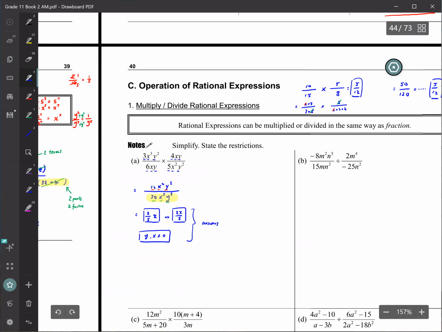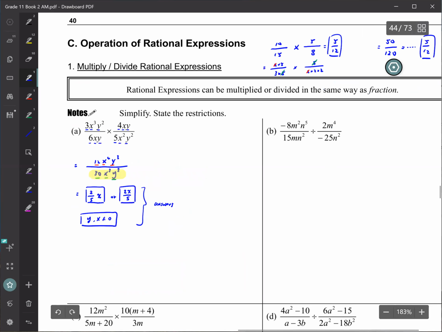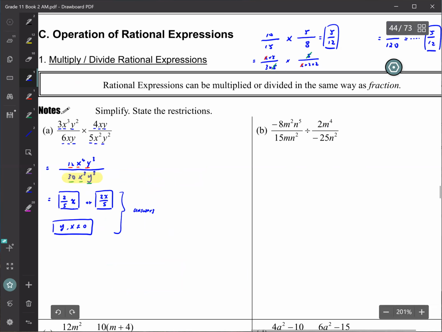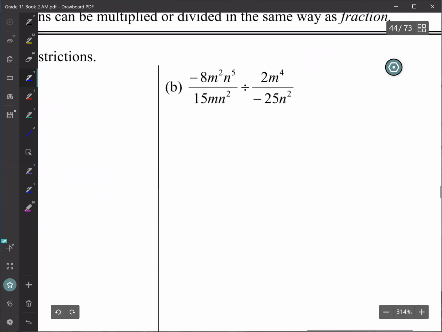Okay, so let's look at dividing. How do you divide fractions, Yoshir? You take the reciprocal of which one? Of the second one. Yeah, okay. So you will take the reciprocal of the second one. Reciprocal means you flip the fraction upside down.